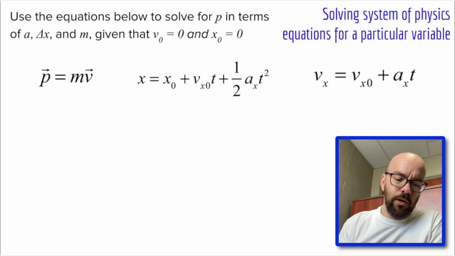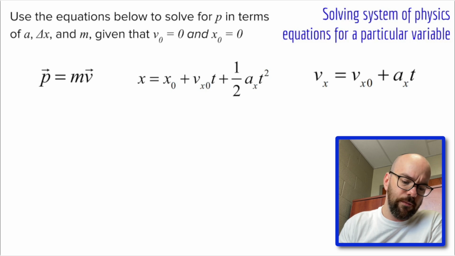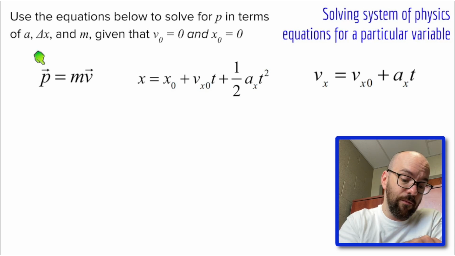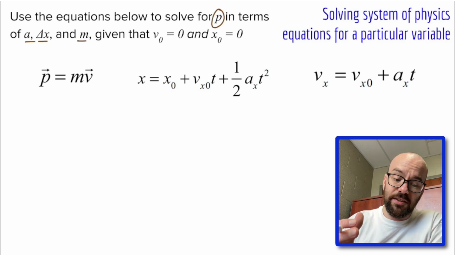Use the equations below to solve for P in terms of A, delta x, and m, given that V sub 0, that's initial velocity, equals 0, and x sub 0, that's initial position, equals 0. But again, if you don't know what any of these variables actually mean, that's totally fine. We're just looking at the algebra right now. If you are curious, this is the definition of momentum equation, the position equation, and a velocity equation.